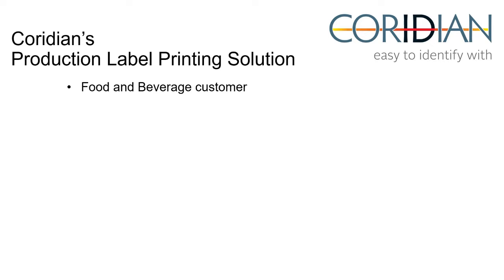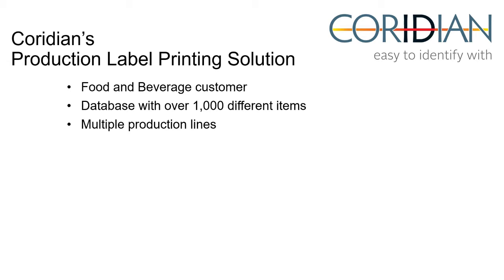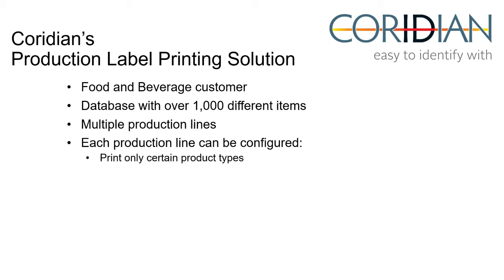One of Coridian's customers, who was in the food and beverage industry, was in the process of updating their label printing software. The Coridian engineers worked with their team to define the requirements of the new system. Some of those requirements were: it must work with a database with over 1,000 different active items. It must allow for multiple production lines, where each production line can be configured to print only certain product types. This would be a level of verification so that only the labels that are permitted to be printed on a production line will actually be printed.